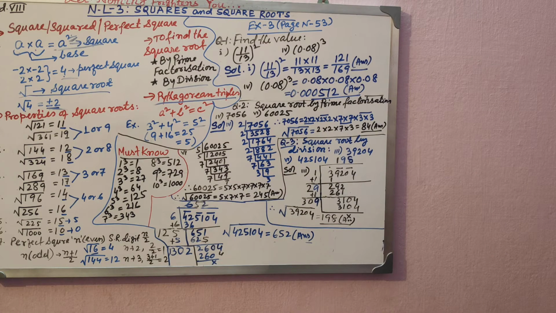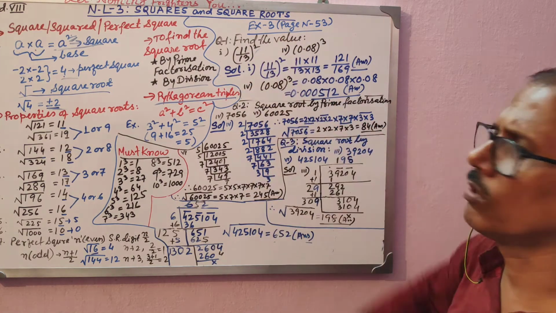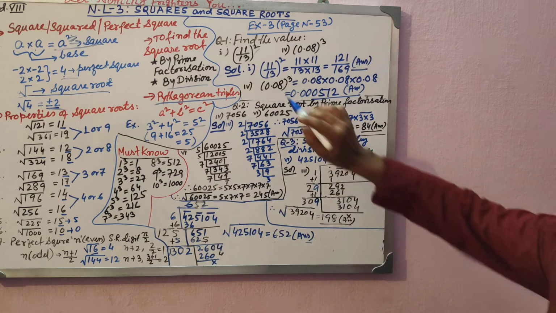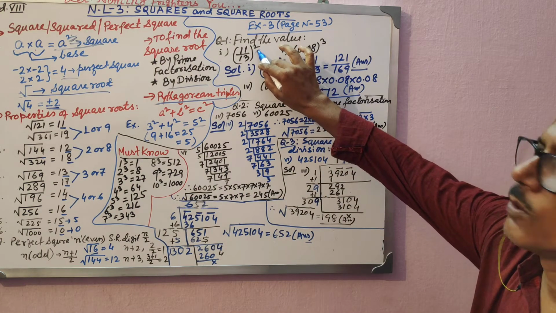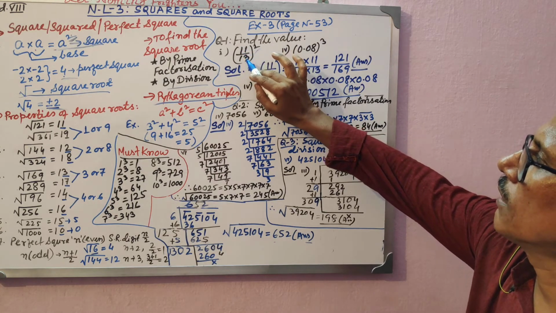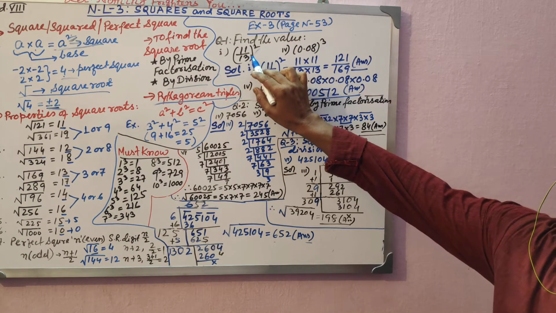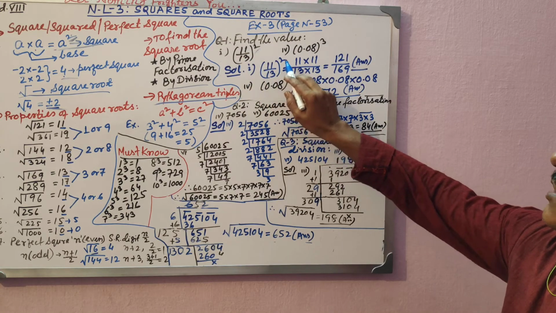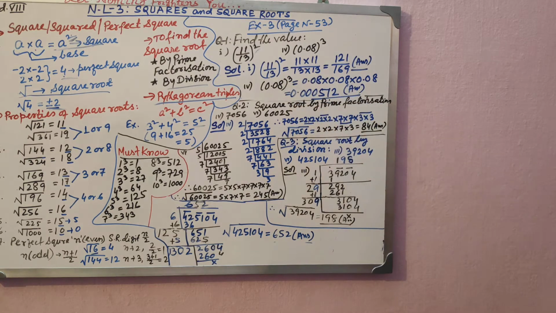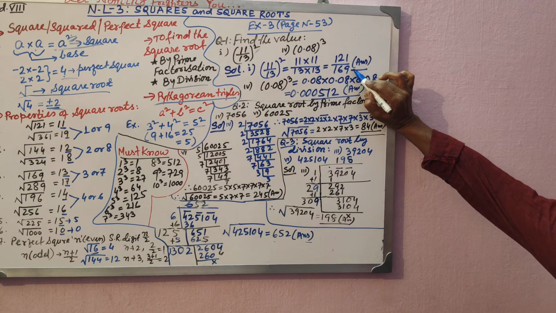Exercise on exponents. I have taken the first sum to find out the value. You have found out all these values in exponents also. Here the power is 2. So both the numerator and the denominator will be multiplied by themselves 2 times. So (11/13) square is equal to 11 into 11 divided by 13 into 13, which is equal to 121 by 169. 13 square is 169.